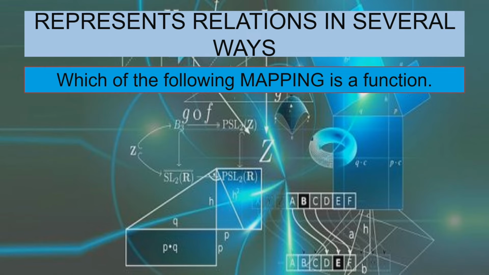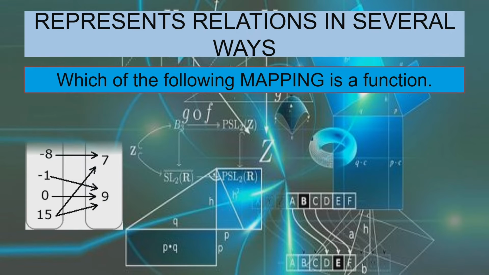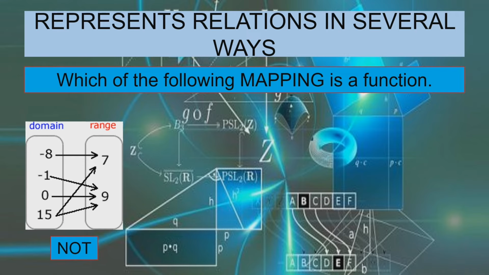Which of the following mappings is a function? Let's have example number 1. Our domain is negative 8, negative 1, 0, and 15. And our range is 7 and 9. Is this a function or not? Correct. It is not a function. Why? Because the number 15 here is naulit. So, ibig sabihin, this example number 1 is not a function.